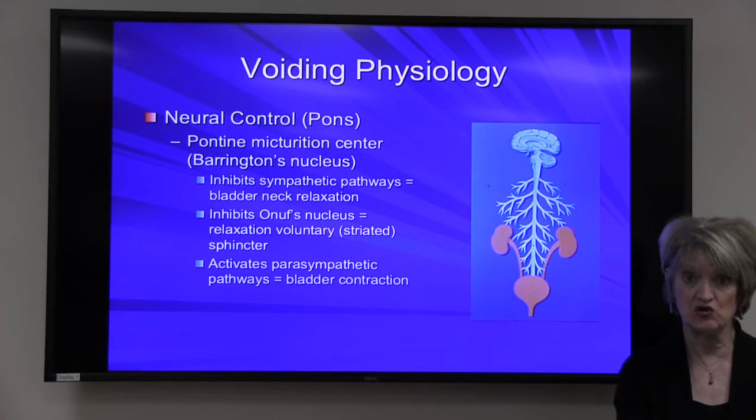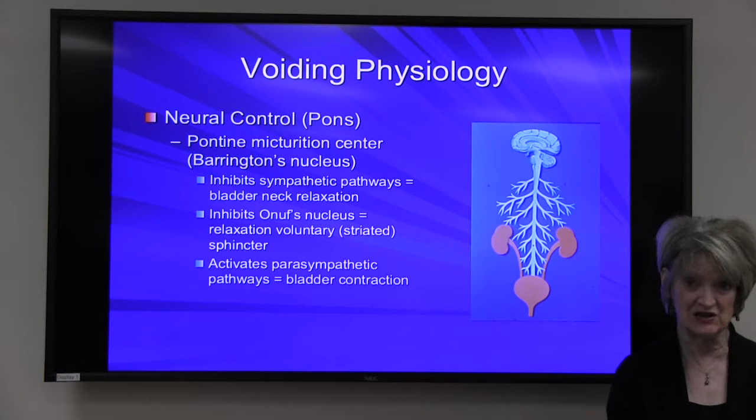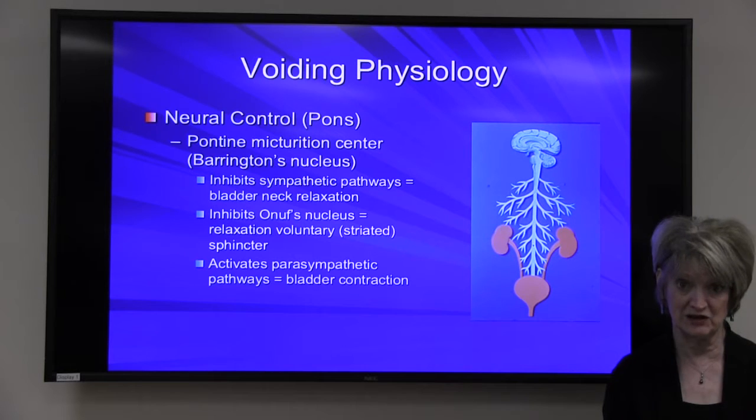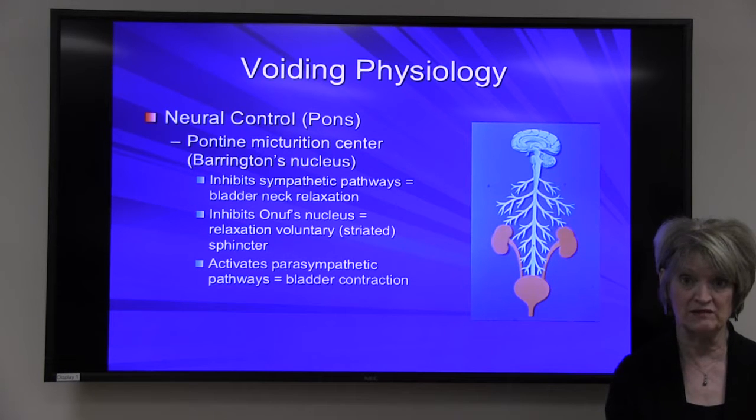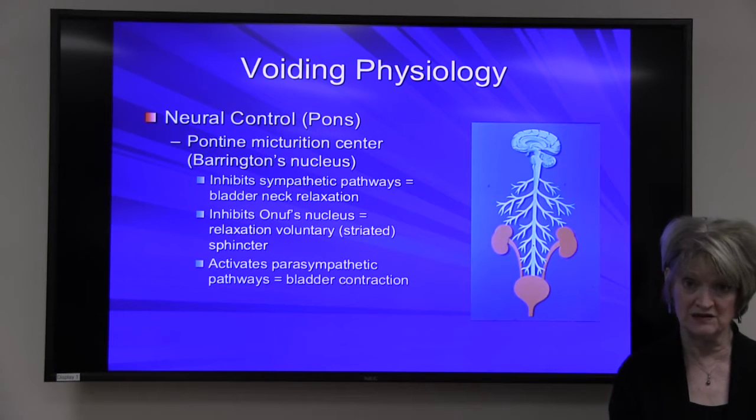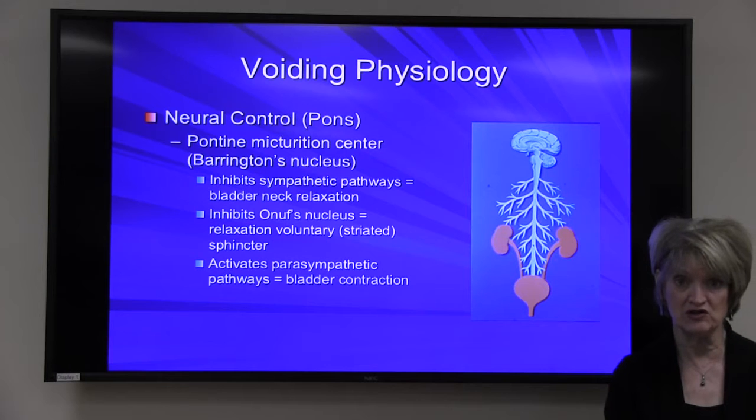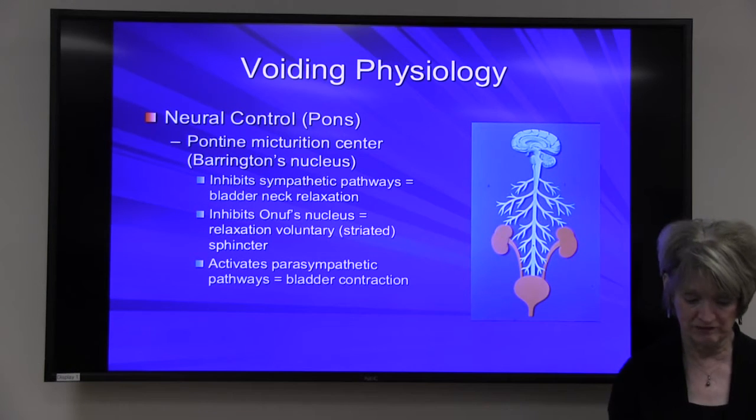If the pontine storage center is activated, sphincters stay tight, bladder wall stays relaxed. If the pontine micturition center is activated, sphincters open and the bladder contracts. That's it in a nutshell, and that's critical. That coordinated voiding when voiding is desirable, storage when voiding is not desirable.